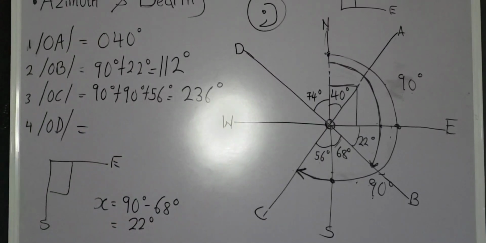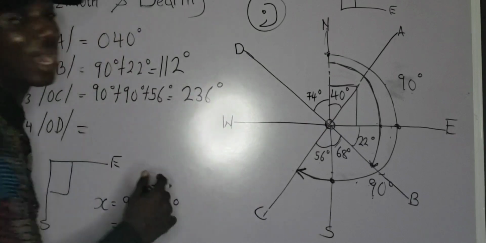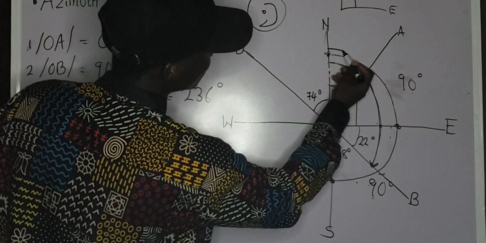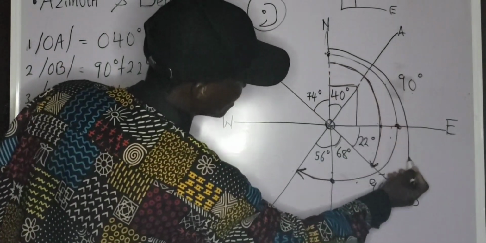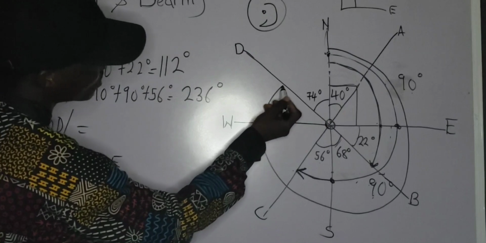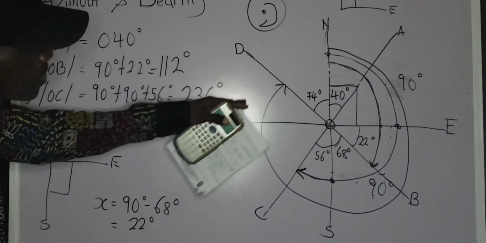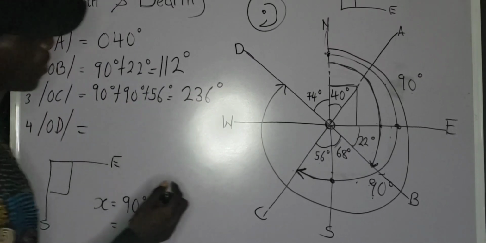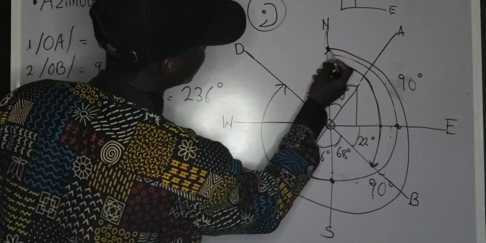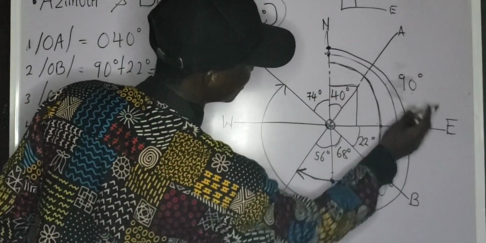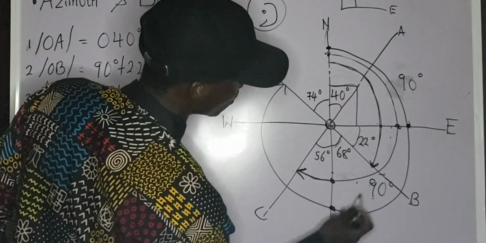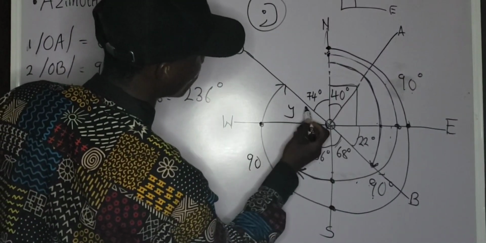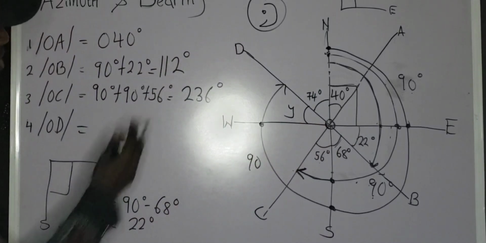Now let us calculate the azimuth of line OD. Don't forget that this is line OD, and we are measuring the angle in the clockwise direction. Do you understand? That is the azimuth of line OD, not OC now. Now, I know that from this point to this point is 90 degree, abi? From this point to this point is also 90 degree. From this point to this point is also 90 degree. But I need to get this angle before I can calculate the azimuth of line OD.